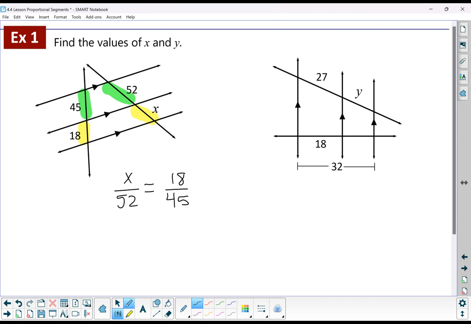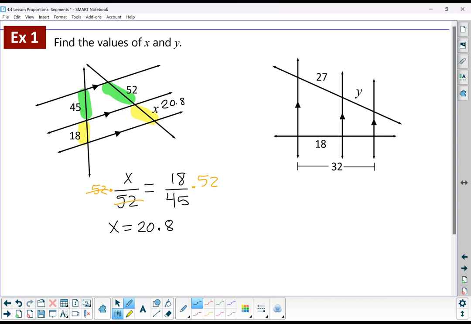To solve for x, I would multiply both sides of this equation by 52. If we multiply by 52, this one cancels out, and we can calculate our answer in the calculator. And it is 20.8. You can sometimes use some logic to see if your answer seems reasonable. The 45 is a little bit shorter than the 52, so the 18 is a little bit shorter than the 20.8 that we got, and that kind of makes sense.